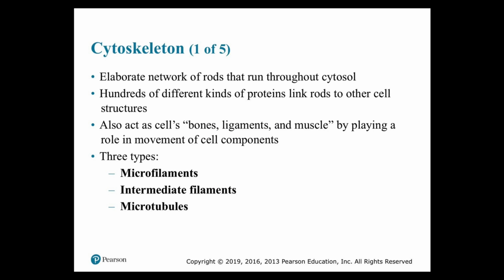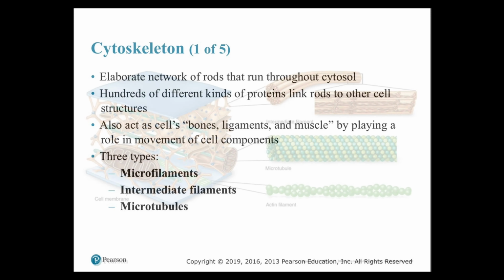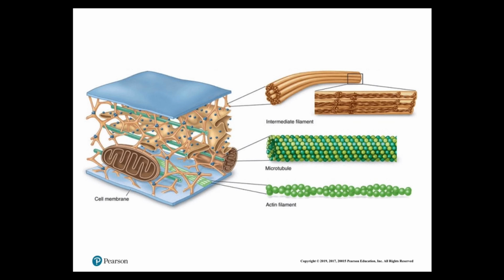The cytoskeleton, cyto means cell, skeleton, so the skeleton of the cell, is an elaborate network of rods that run throughout the cytosol. Hundreds of different kinds of proteins link the rods to other cell structures. So it acts as the cell's bones, ligaments, and muscle by playing a role in movement of the cell components. There are 3 types: microfilaments, intermediate filaments, and microtubules. This figure shows the 3 components of the cytoskeleton. We can see the intermediate filaments, the microtubules, and the microfilaments, which are made up of the protein actin.